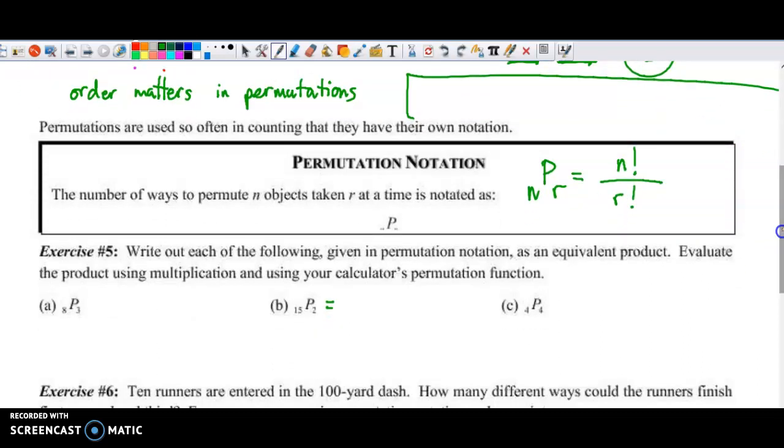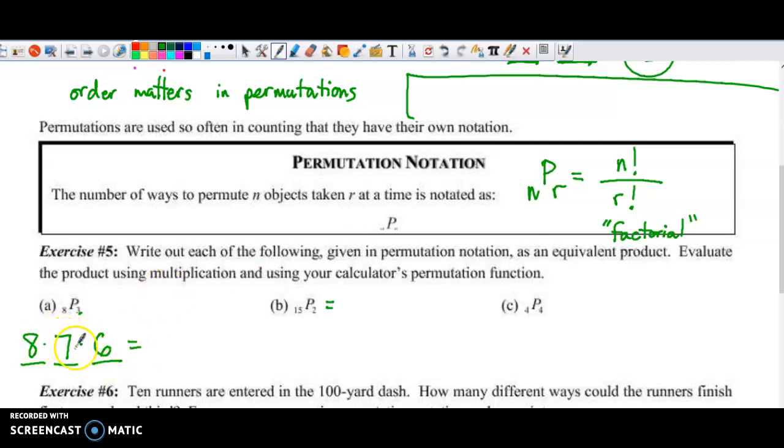Now, what you could do is, you could probably see from the previous problem, I'll explain the exclamation points in the word factorial in a moment. But what I'm going to do real quick is show you that you could actually do this problem, because the 3 in this problem tells you how many spots you have, and you take the 8 and you multiply down this way.